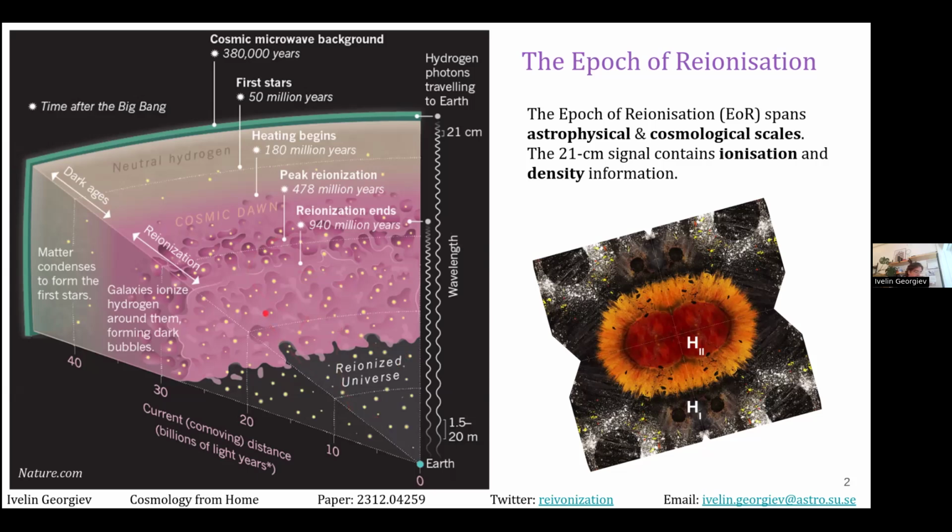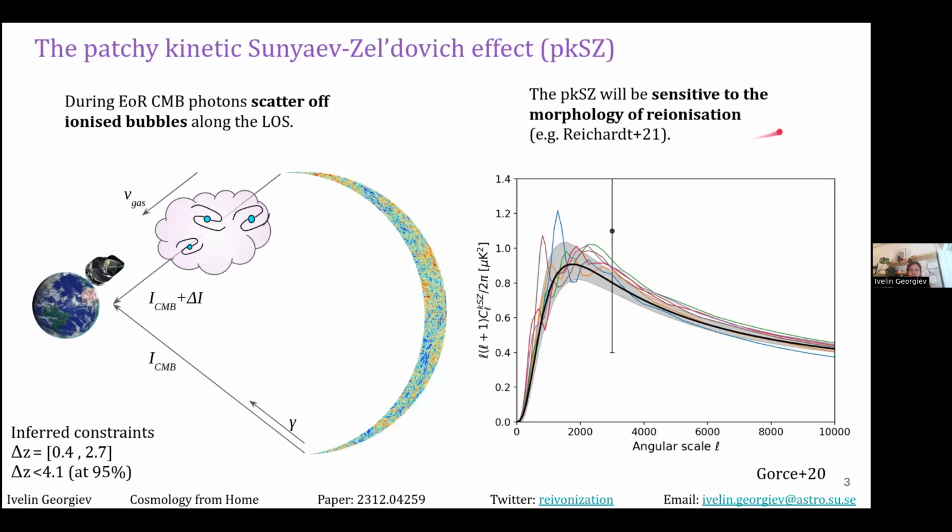So it's also giving us information about the state of the IGM. It's telling us something about the first stars and galaxies. And because of this, on different scales, it can tell us about cosmology and astrophysics. But we want to understand how this relates to other probes of the epoch of reionization. And in this case, the patchy kinetic Sunyaev-Zel'dovich effect, which comes from CMB measurements, is particularly interesting.